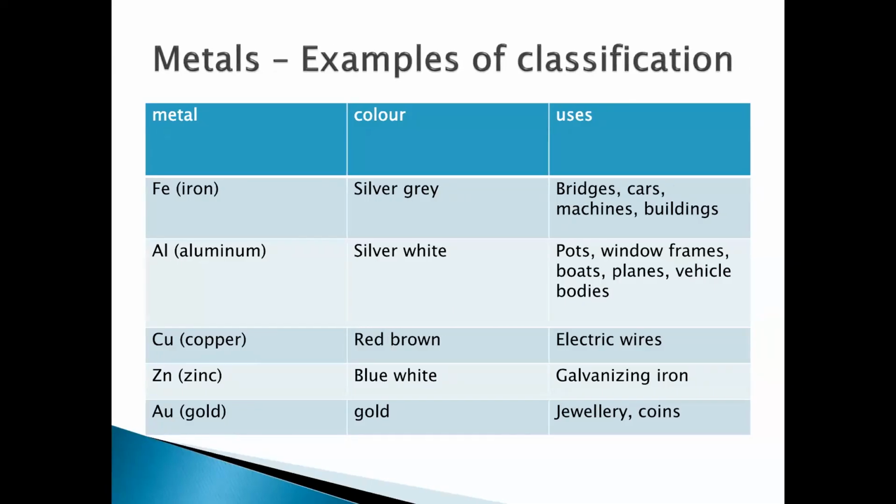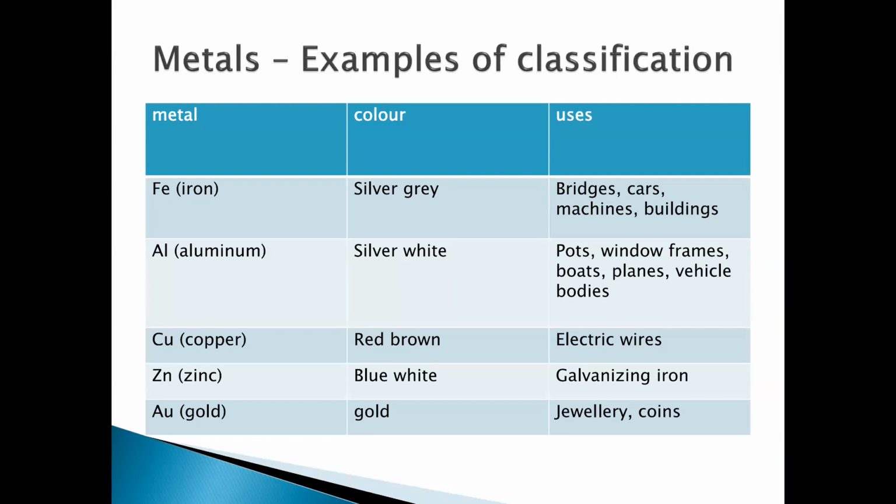So they are metals, examples and classification of metals, right? Fe, that's a representation of iron, right? It's silver gray. Where is it used? Iron is usually used even with concrete buildings, cars, bridges, machines. That's the mostly used one, right?